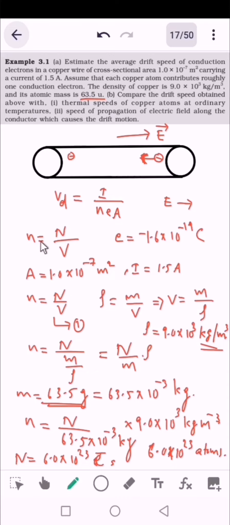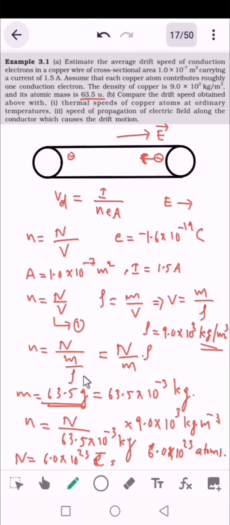And what is this n? It is the number density of charge carriers, which is given by the total number of charges divided by volume. We don't know how much the volume is, so we will express this volume in terms of density, which is V equals m upon rho. This rho is given as 9 into 10 raised to 3 kilogram per meter cube. It is given in the question, so you can substitute for rho.